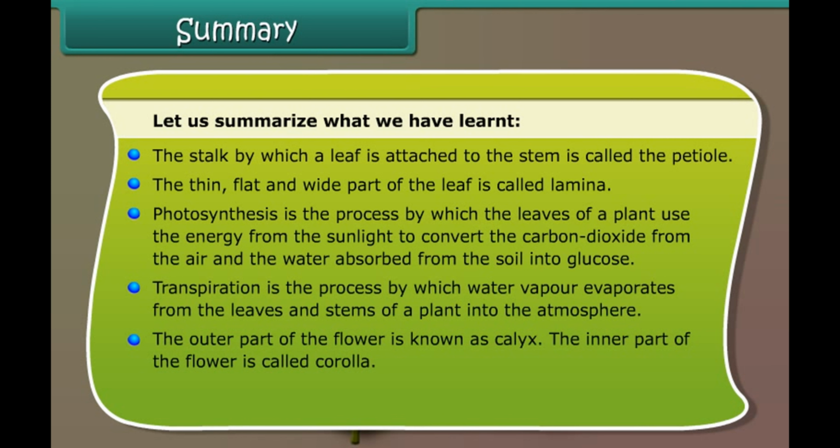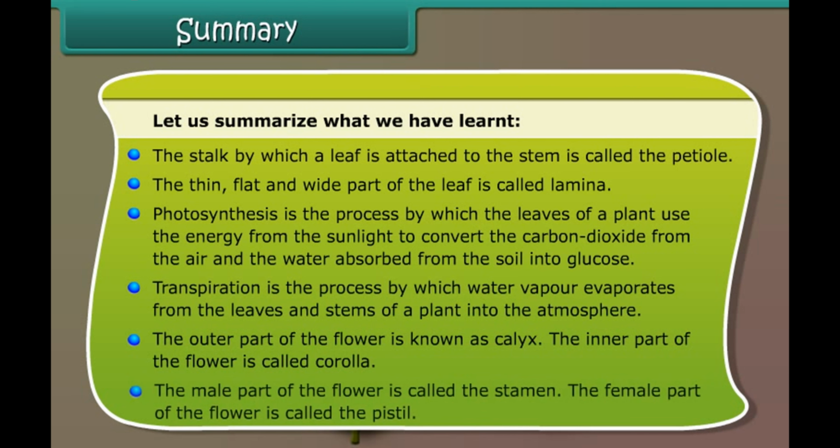The outer part of the flower is known as calyx. The inner part of the flower is called corolla. The male part of the flower is called the stamen. The female part of the flower is called the pistil.